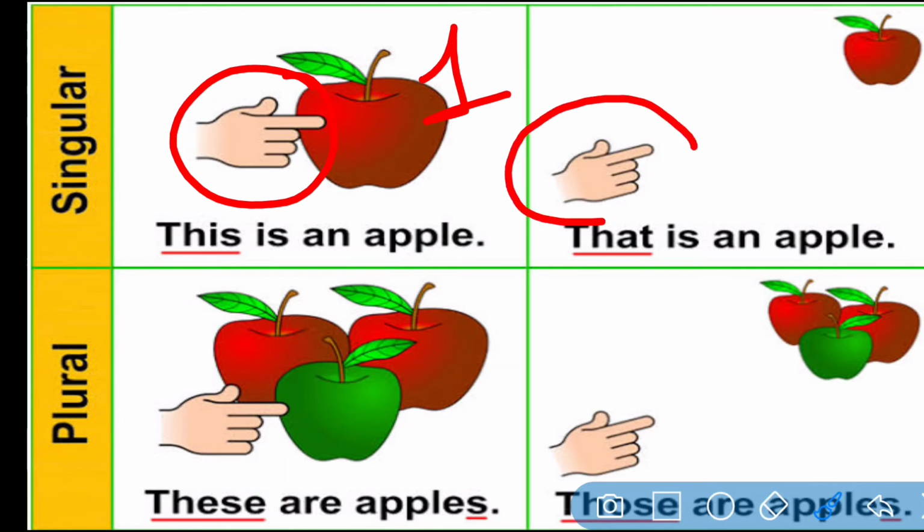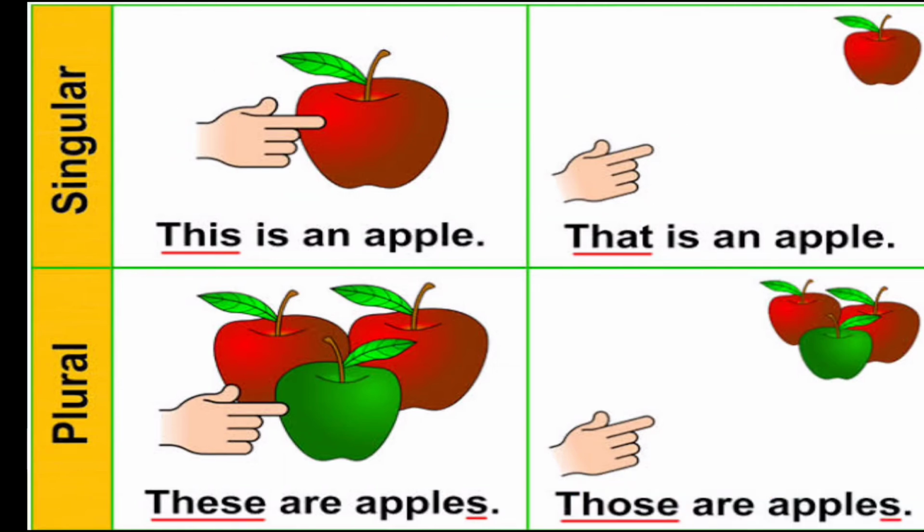Again, this is my hand here. Here also there is one apple. Now listen carefully, okay? For things that are only one, what will I say? Which demonstrative will I use? Will I say that or this?